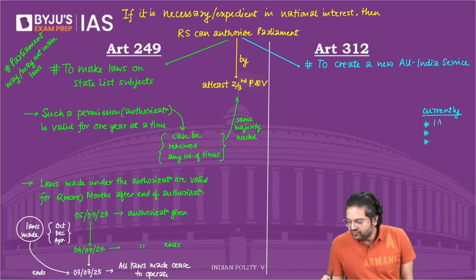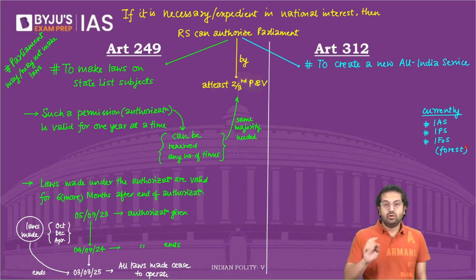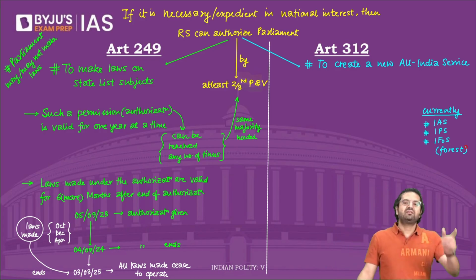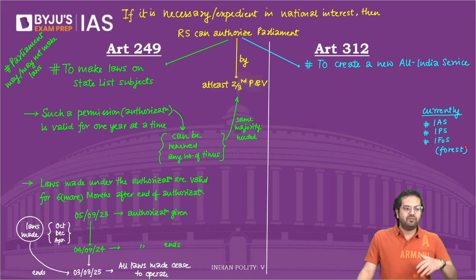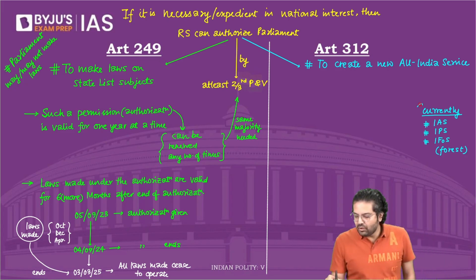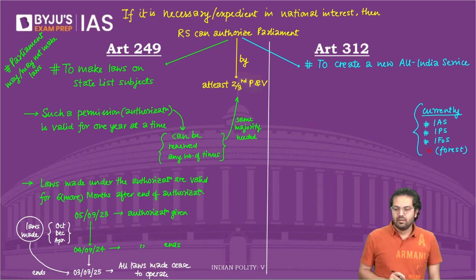Indian Administrative Service, Indian Police Service, and Indian Forest Service, not foreign. Foreign service is a group A service at the central government level. It is the foreign services. It is not a forest service because foreign affairs are controlled by the center, not states. So currently we have 3 all India services, right?